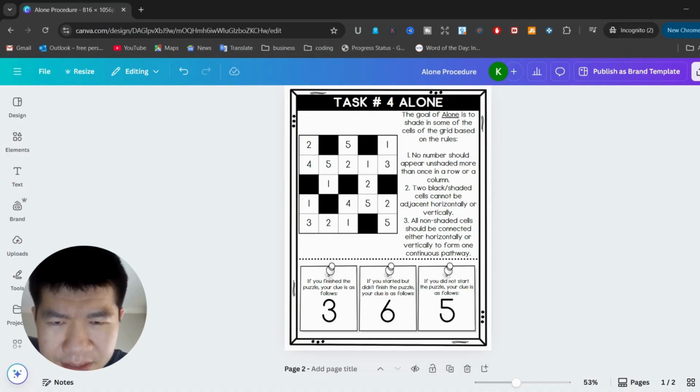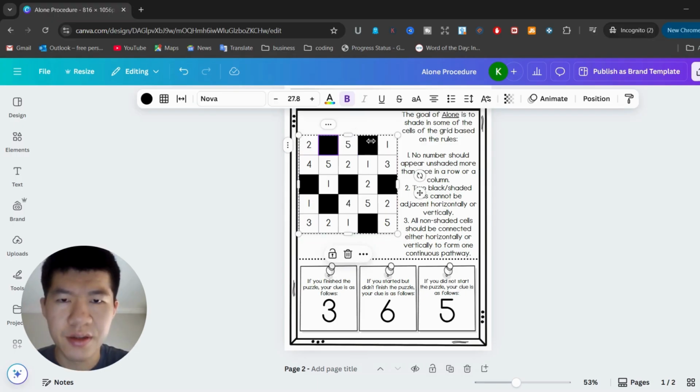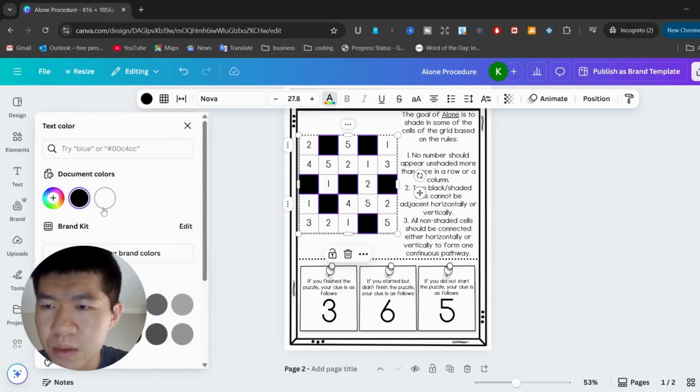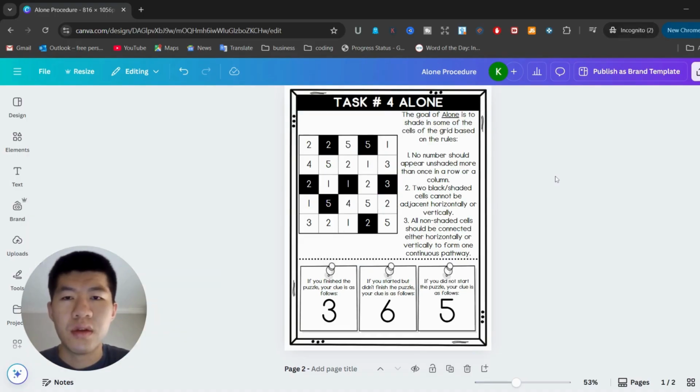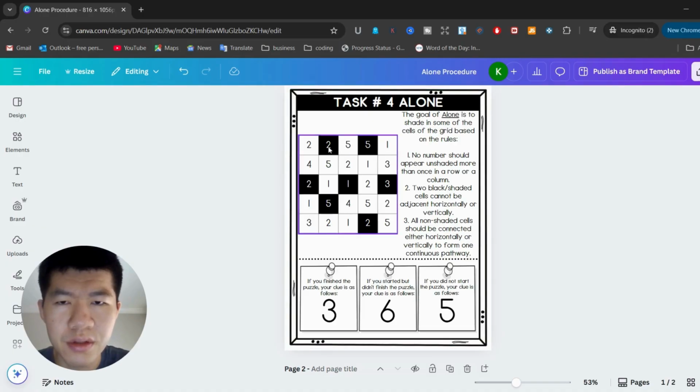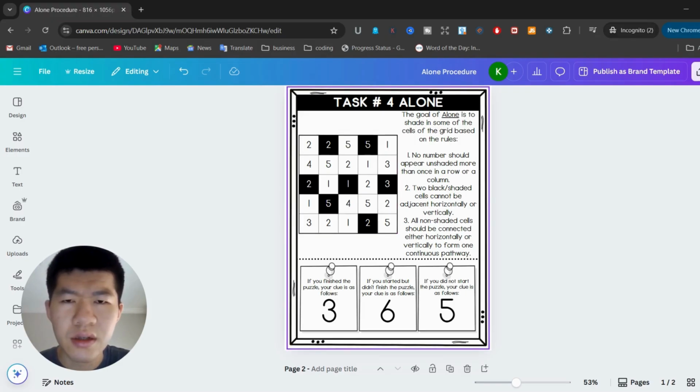And I think that's it. Let me check again and change the text color here. All right, so 2, 2, 5, 5, 1. So this 2 and this 5. 2, 1, 3, 5. Yeah. So it looks like this puzzle is done, and I satisfied all the rules.